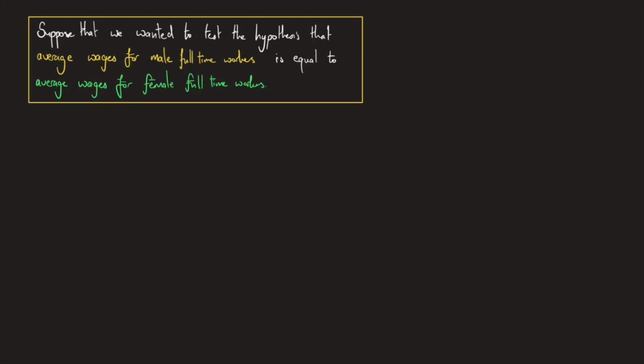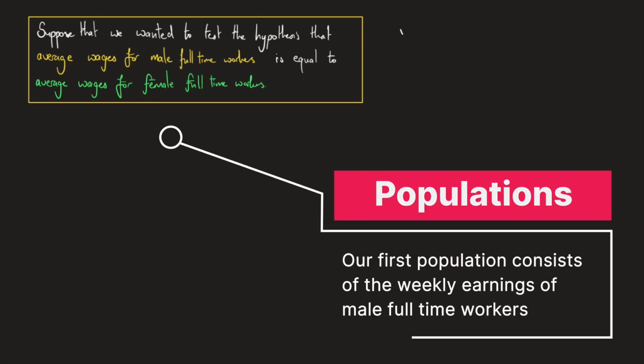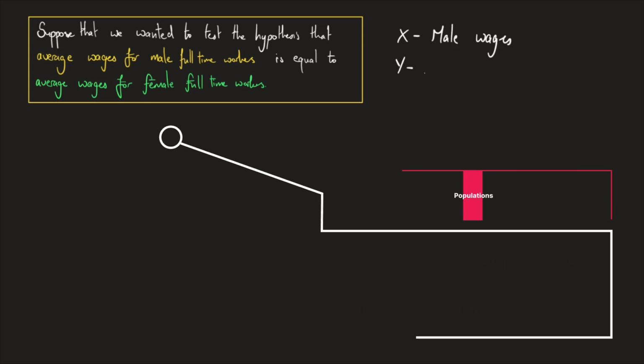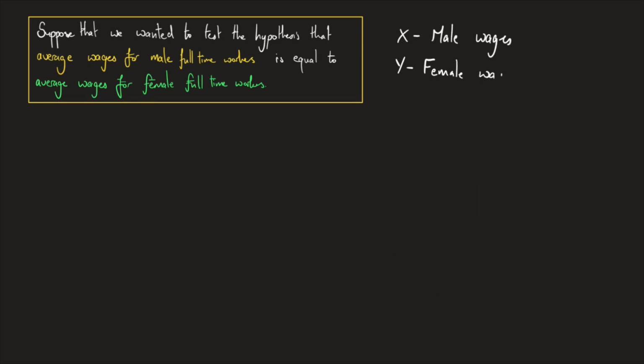So we're going to treat male wages as one population, and we'll define male wages as X, and we'll define female wages as the second population, and we'll define female wages as Y.